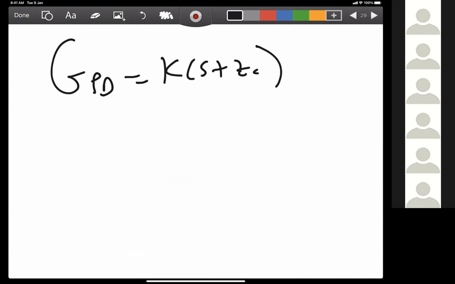So we will get GPD KS plus vector 2.15. 2.15. PD controller.